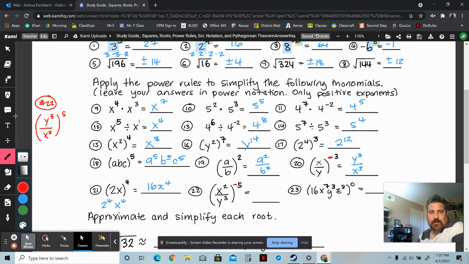Now we're going to raise this quotient to the power of 5, which means you raise each factor, or sorry, the numerator and denominator, to that power. This would be y to the third raised to the fifth, all over x to the second raised to the fifth. And then you have to remember that when you raise a power to a power, you multiply the exponents. So your final answer here would simply be y to the 15th all over x to the 10th.